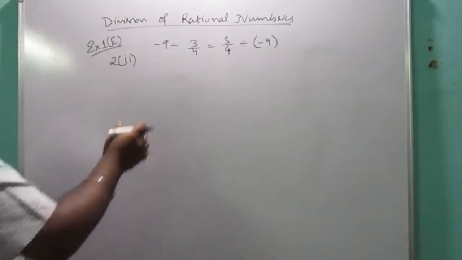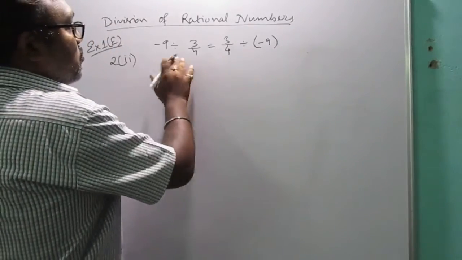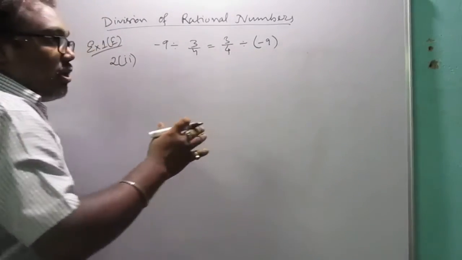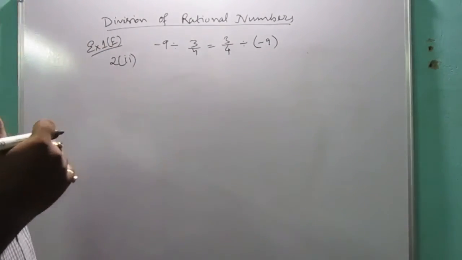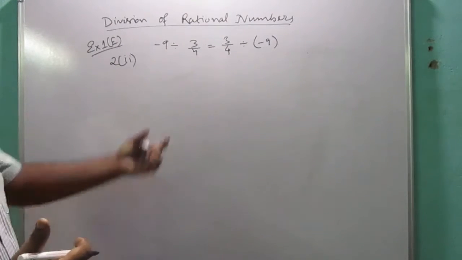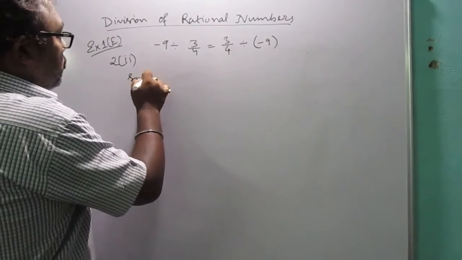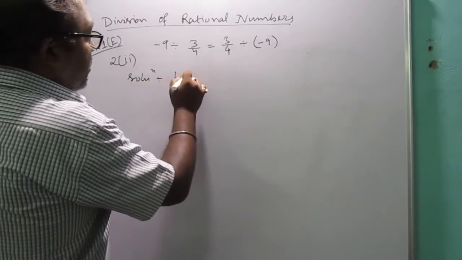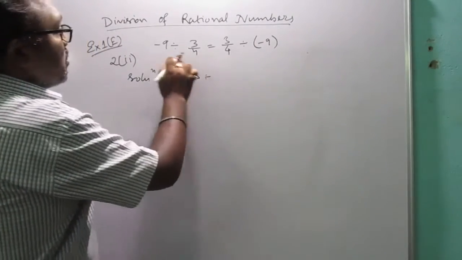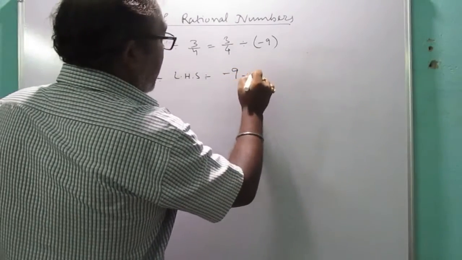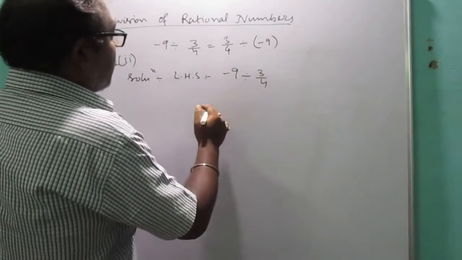So we have to prove whether this left hand side is equal to the right hand side or not. We have to say whether this statement is true or false. So how can you start the solution? Left hand side, LHS, means left hand side. Left hand side is minus 9 divided by 3 by 4.